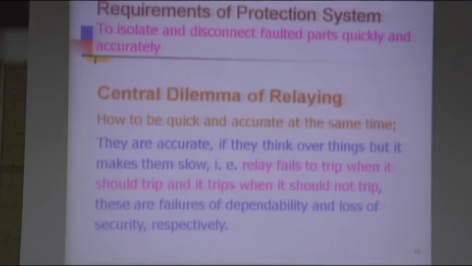Now, in general psychology, if we want to speak fast, if we want to act quickly, we are bound to commit mistakes.